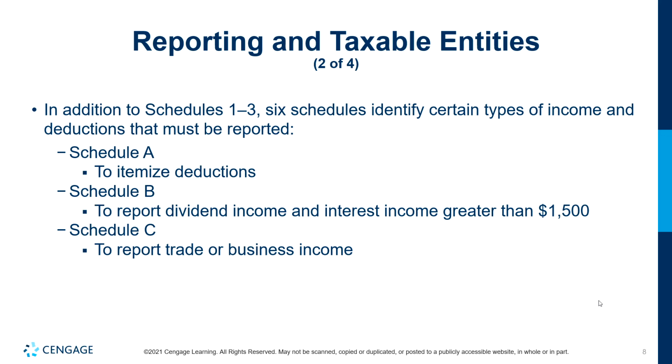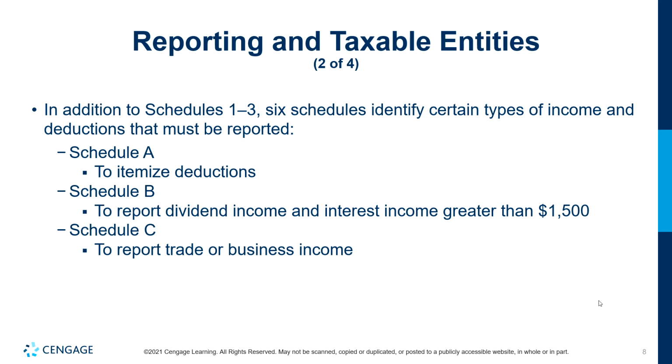But in addition to these new numbered ones, and these are all from the TCJA, we have 6 schedules that identify certain types of income. And you've already heard me mention a few of these. But when they have their income and deductions, they must be reported on these following. Schedule A is our itemized deductions. Again, we're going to go over all of those later on.